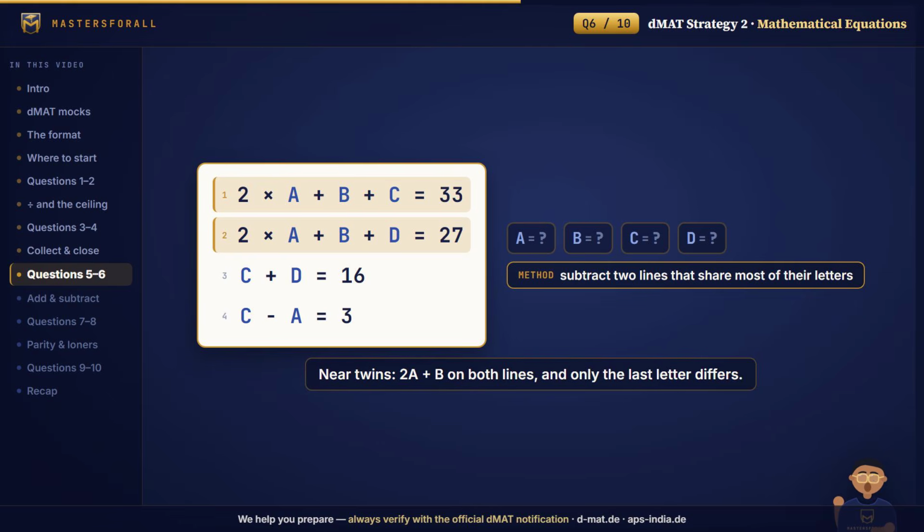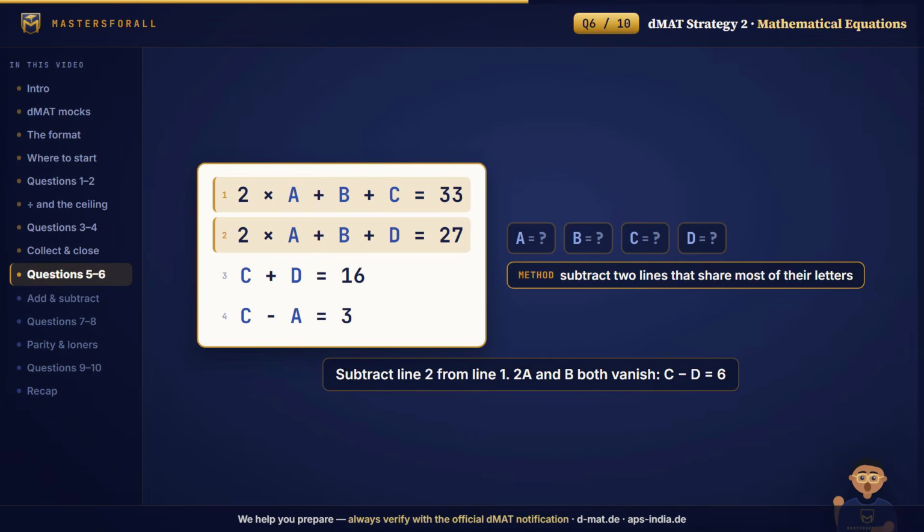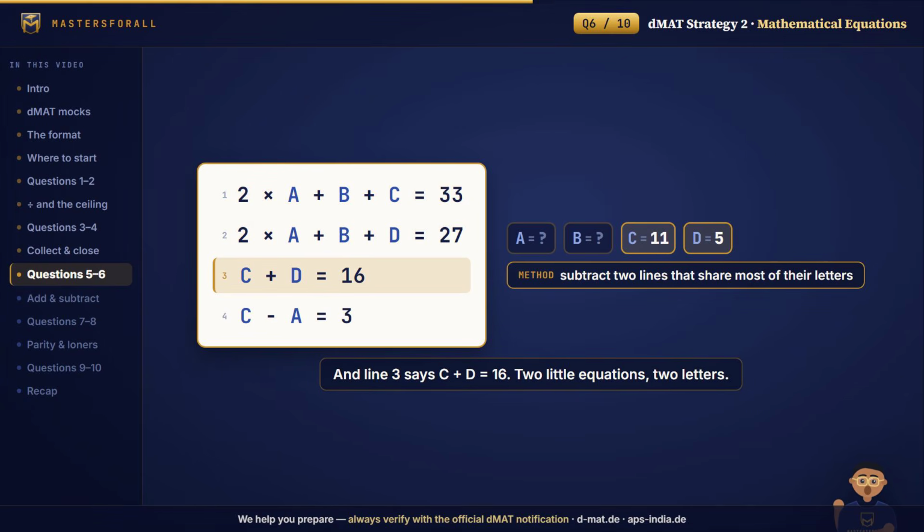Lines 1 and 2 are near twins. 2a plus b on both, only the last letter differs. So subtract the second line from the first. 2a and b both vanish in one move and you are left with c minus d equals 6. 33 minus 27, free information. And line 3 already says c plus d is 16. Two little equations, two letters. C is 11 and d is 5.